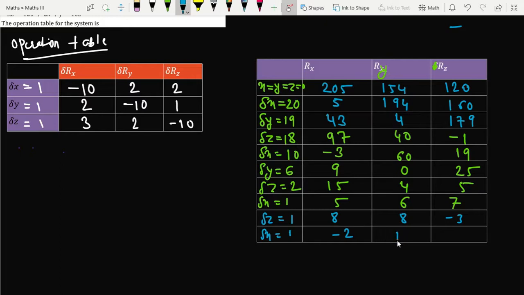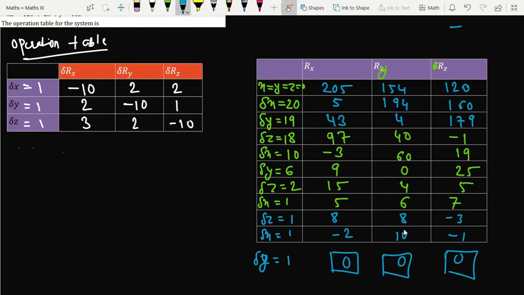We get this 8 plus 2, 10. And this is minus 1. For next, we use 10. So delta y is equal to 1 because 10 with respect to y and minus 10. So 2 minus 2, 0. 10 minus 2, 0. And 1 minus 1, 0. So we get 0, 0, and 0. So our procedure will stop when we obtain the value of all the residuals Rx, Ry, and Rz equal to 0. Means your problem will be solved.